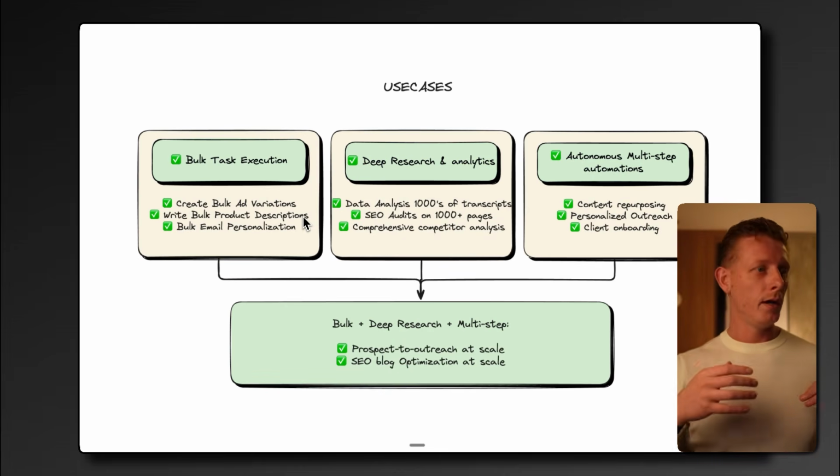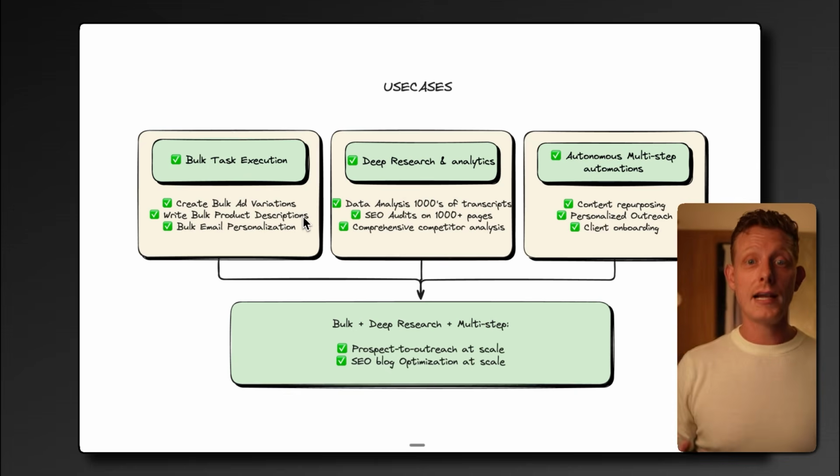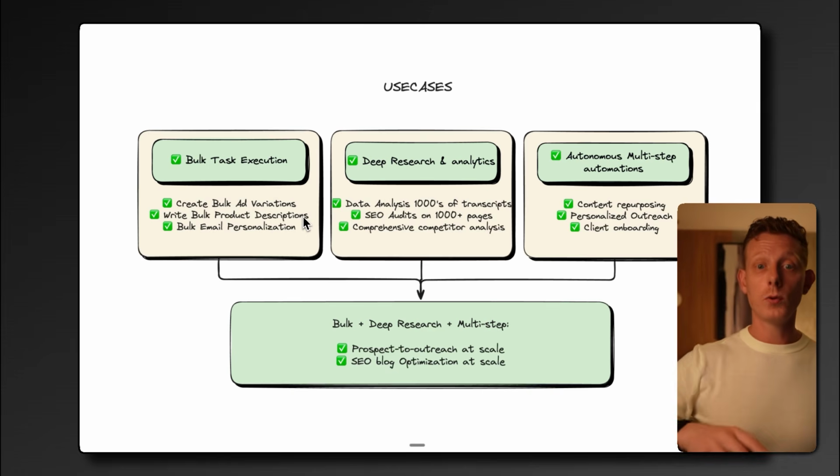So you can think of, for example, creating bulk ad variations, writing bulk product or SEO descriptions, bulk email personalization. We can start doing data analysis on thousands of transcripts, for example, and pull all the research data back into a presentation. We can think of doing SEO audits. And of course, we can also combine these new use cases together to do autonomous multi-step automations in bulk, like I showed you in my example.